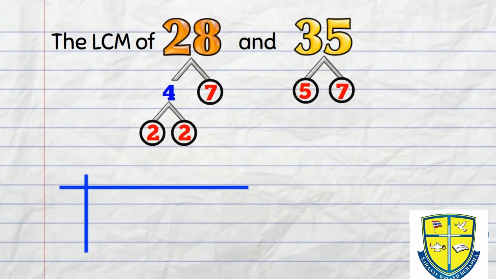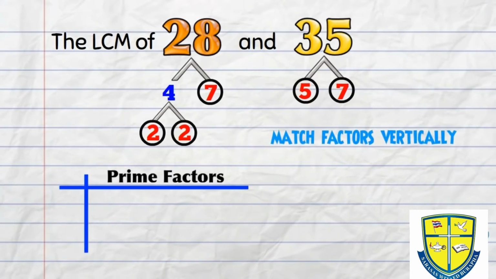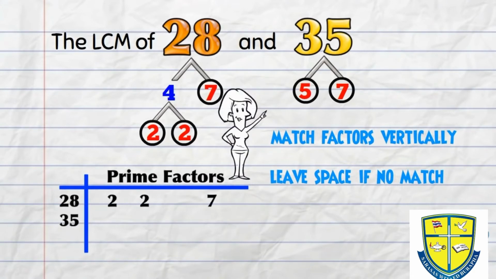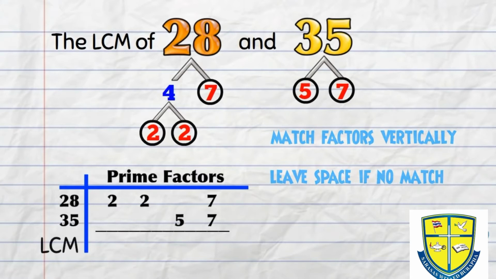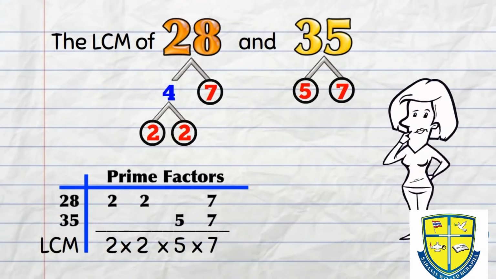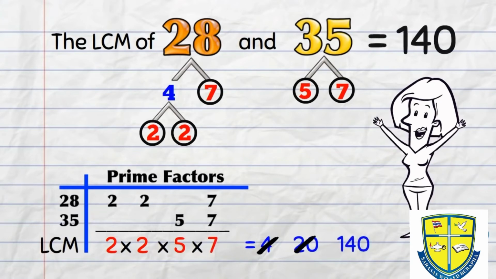Next, we do the prime factors table. Match factors vertically, leave a space if there's no match. 28 is 2 times 2 times 7. 35 is 5 times 7. Now we get the prime factors of the LCM: 2 times 2 times 5 times 7. Finally, work out the value of the LCM. 2 times 2 is 4, times 5 is 20, times 7 is 140.